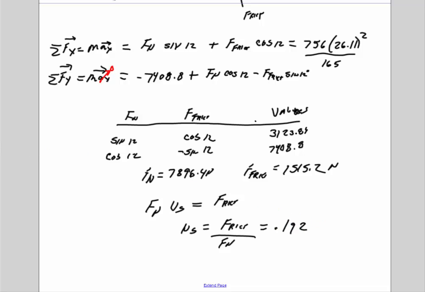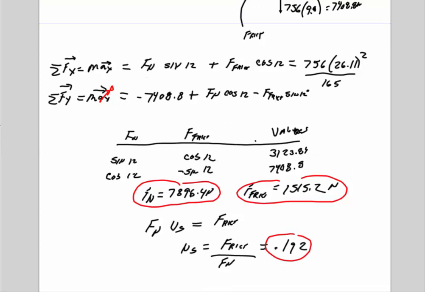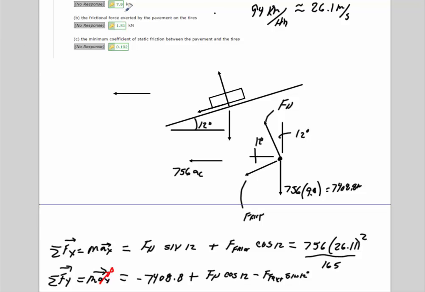Let's go up and check our values. Again, this is my value for normal. This is my value for friction. And this is my value for the coefficient. And you can see they're all correct.